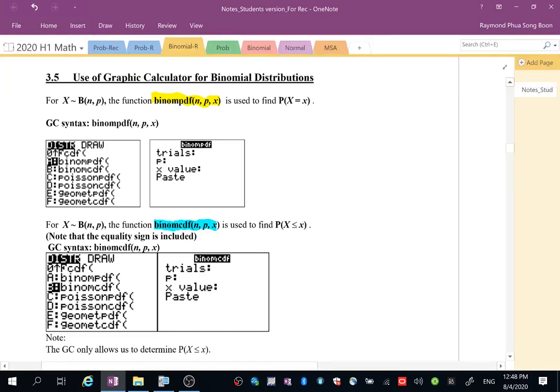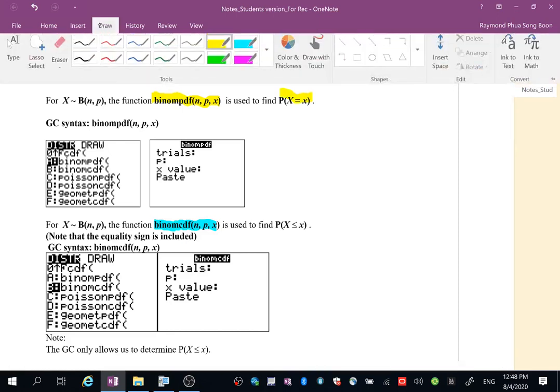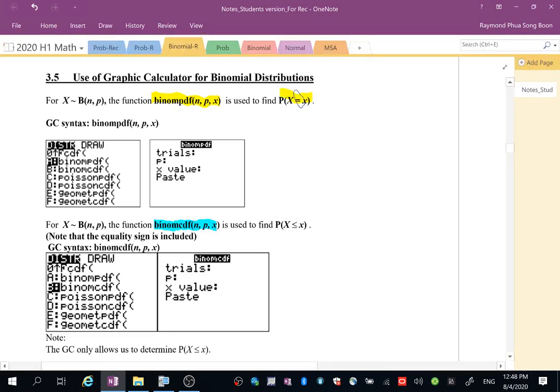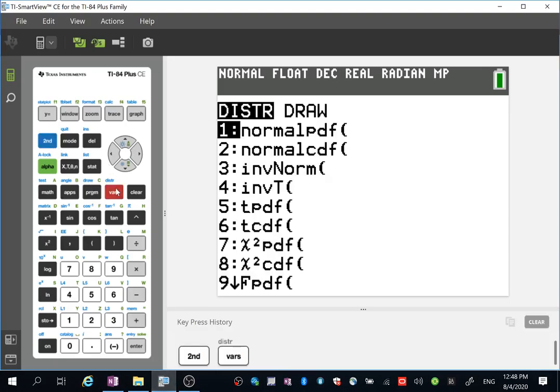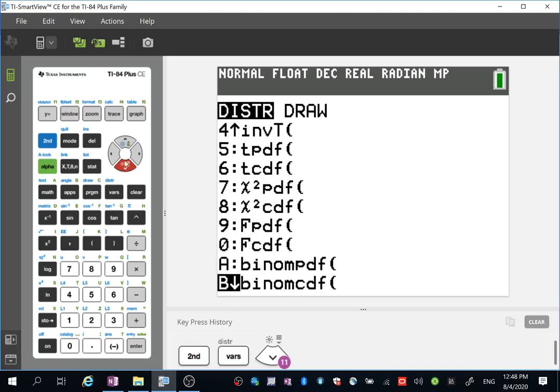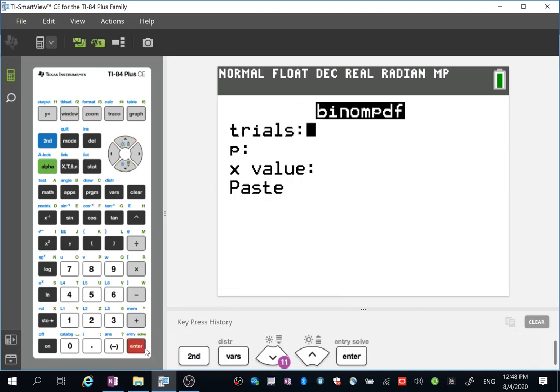If we want to calculate probability x equals a particular value, then you will use binom PDF. The three values we key into the GC will be n, p, and that small x value that you're finding. Let me show you the GC steps. Once you're in your GC, you press second vars to get into distribution, scroll down until you see binom PDF, and click enter. Once you're in, you will be asked to key in three values.